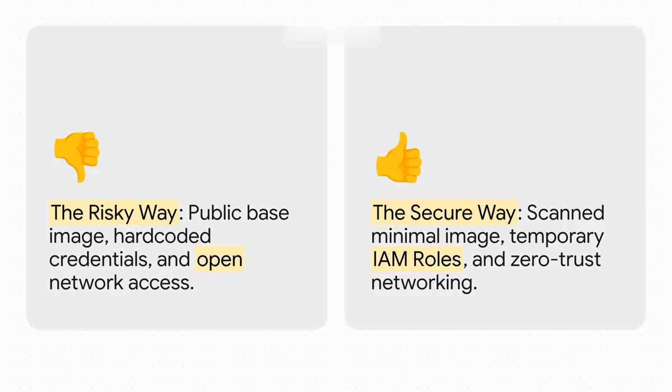So this slide really lays out the journey we're about to go on. Way too often, teams get stuck over on the left, in the risky way column. You grab a public base image, you hard-code some credentials just to get the thing working. Our goal is to get you firmly over to the right into the secure way. We're talking temporary roles, zero-trust networking, all the good stuff.